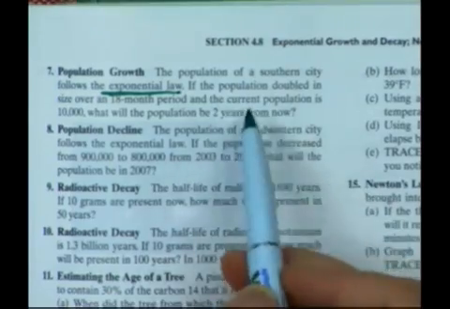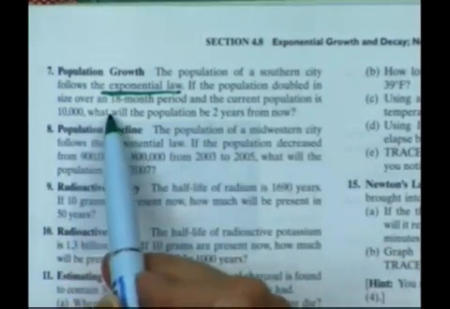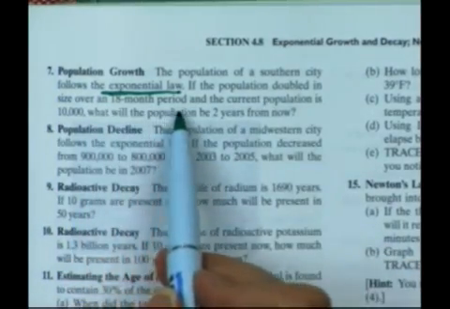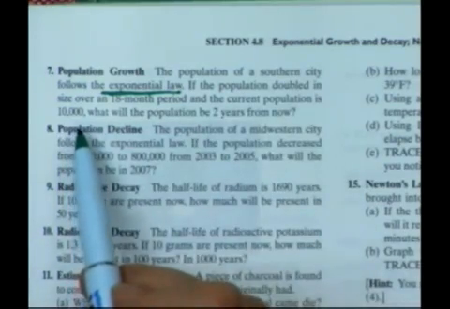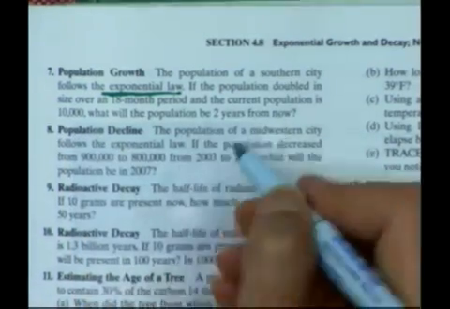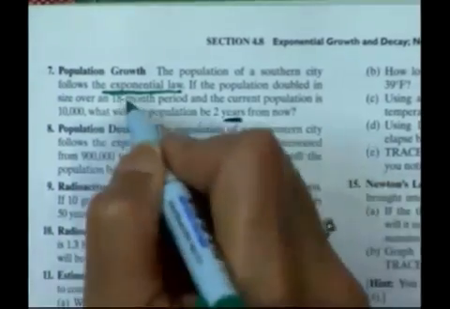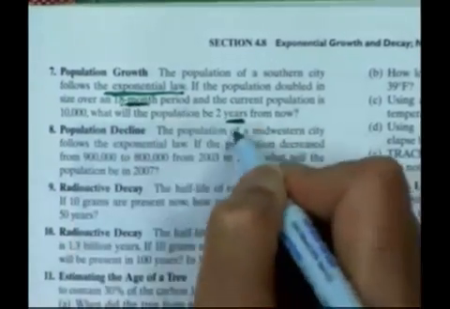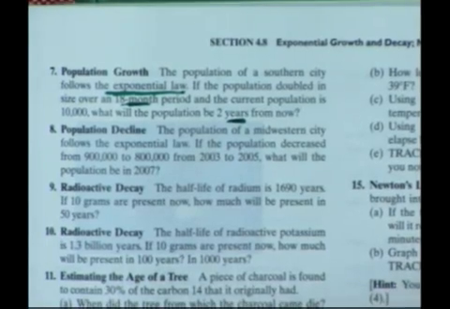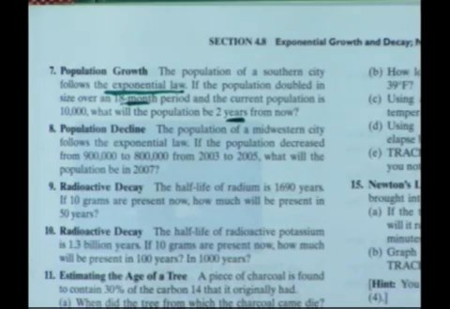Okay? If the population doubles in size over an 18-month period and the current population is 10,000, what would be the population in 2 years? Do you see 18 months and then the word 2 years? So we need to make sure how we're defining our t. All right? Everybody got the question?